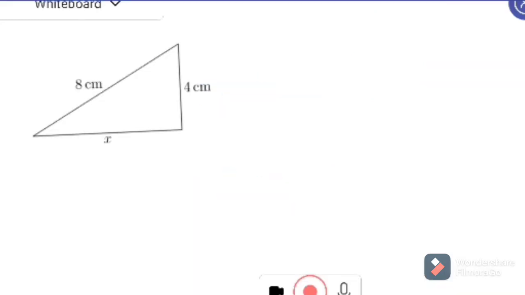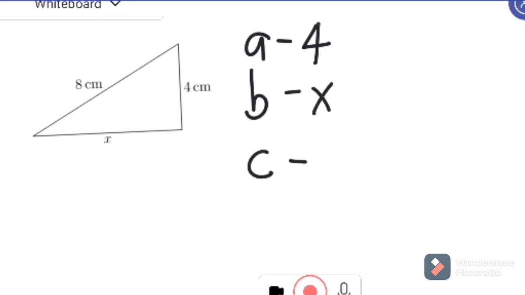This given, again we write the values of our parts. So we have the A, shorter leg, is 4. The B, which is the longer leg, is X. And the C, which is our hypotenuse, opposite the right angle, is 8 centimeters.